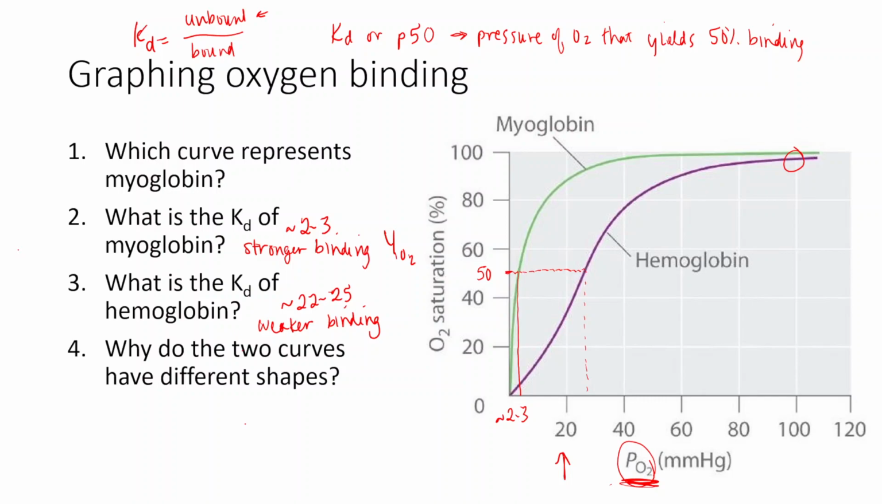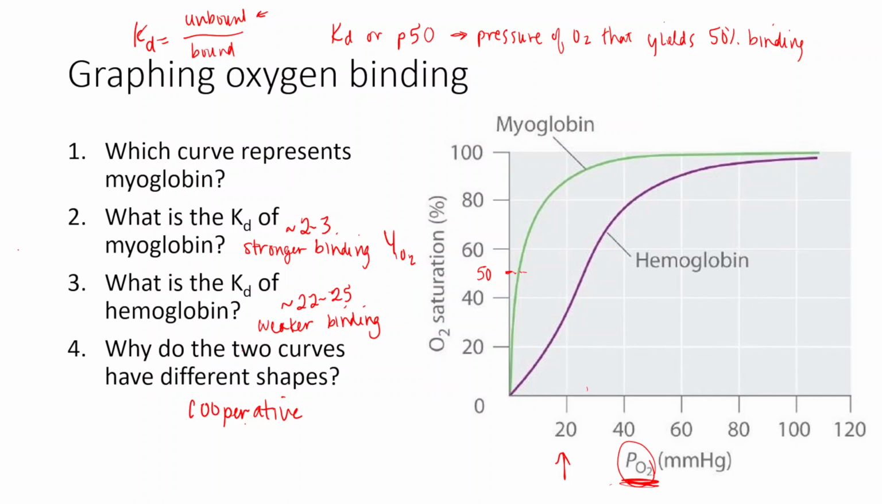Okay, so let's talk a little bit more about why the two curves have different shapes. We kind of talked about this a little bit on the last slide, but I think it helps to think about it again while we're actually looking at the curves. So we know that there is cooperativity, right? Hemoglobin has cooperative binding because it has 4 different subunits that can bind. I'm just going to erase the KDs so we can look at this curve. Easier said than done.